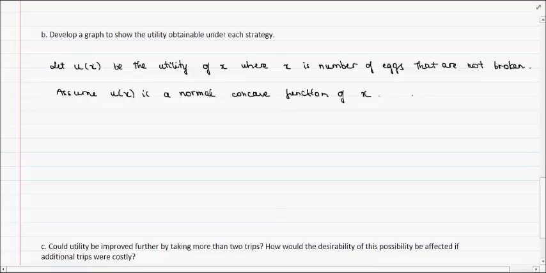If the question doesn't tell you anything about a utility function, we assume that we have a well-defined convex preference that is going to be represented by a conventional concave function. So it represents a well-defined convex preference.